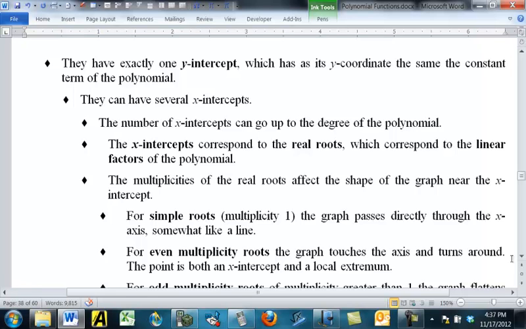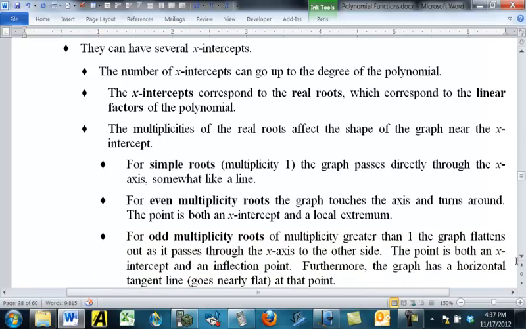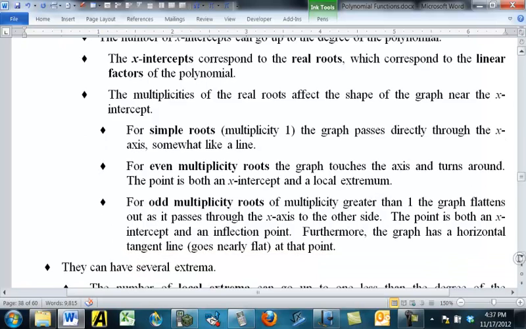The x-intercepts correspond to real roots, which correspond to the linear factors of the polynomial. The multiplicities of the real roots affect the shape of the graph near the x-intercept. For simple roots, multiplicity 1 root, the graph passes directly through the x-axis, somewhat like a line. For even multiplicity roots, the graph touches the axis and turns around, so the axis is tangent to the graph at that point, and the point is both an x-intercept and a local extremum.